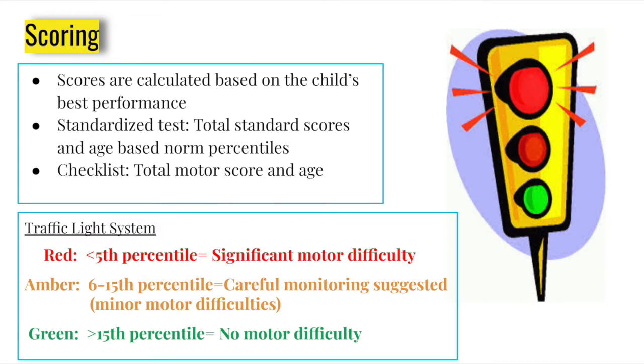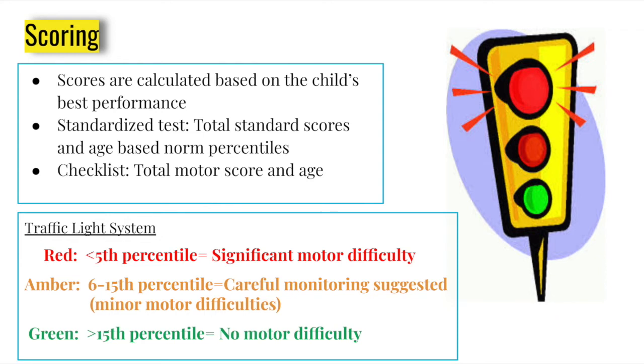Scores are calculated based on the child's best performance for each skill assessed. Scores for the standardized test are based on a calculated standard score and age-based norm percentiles. Once scores are calculated, children are placed in a traffic light system. The red zone indicating significant motor difficulties, the amber zone which suggests careful monitoring, or the green zone which indicates no significant motor difficulties. The checklist is scored based on the total motor score for sections A and B.